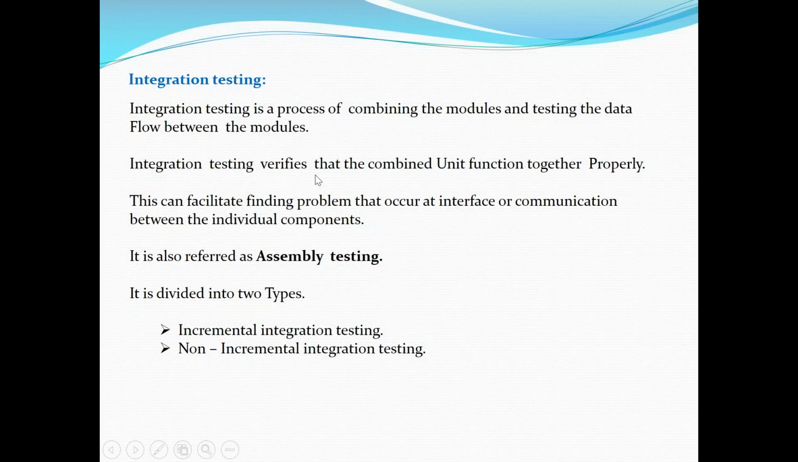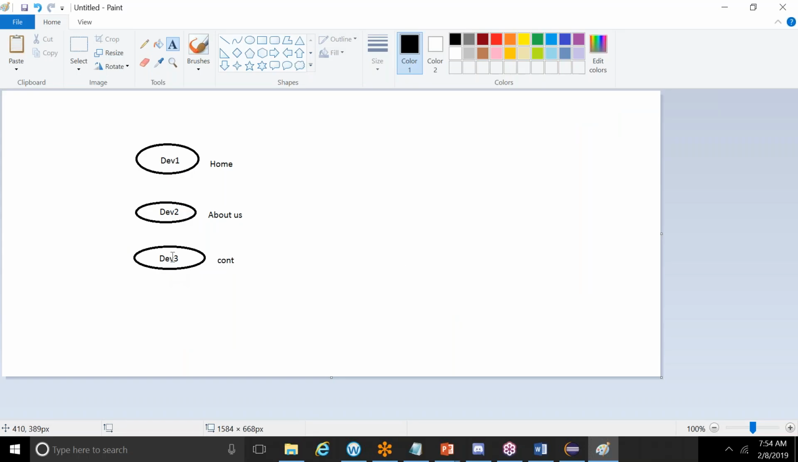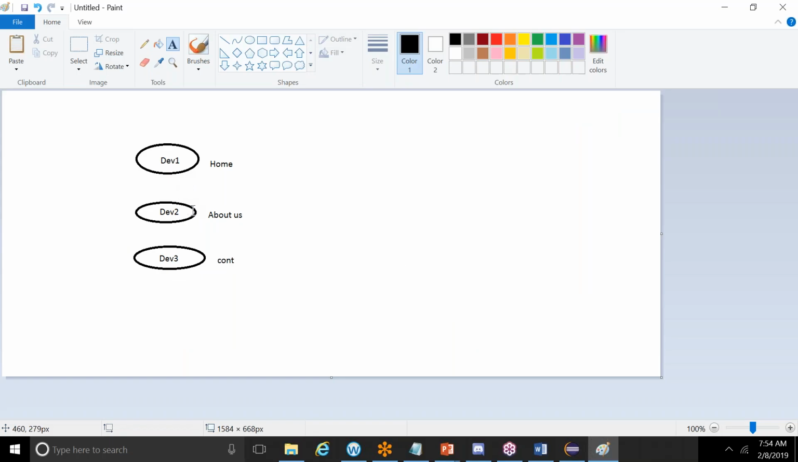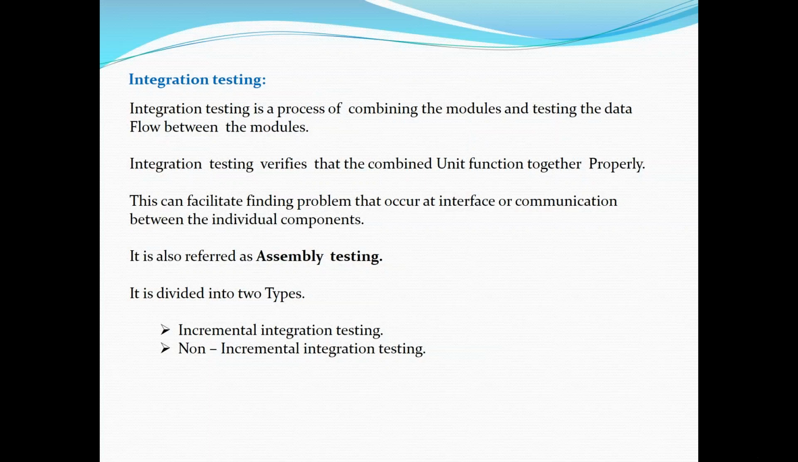Integration testing verifies that the combined units function together properly or not. This is one unit, this is one unit, this is one unit. If these are not integrated properly, something is wrong in their coding, because about us is not calling home. Whenever you want to access home from about us and the home page is not opening, there is something wrong in the integration.